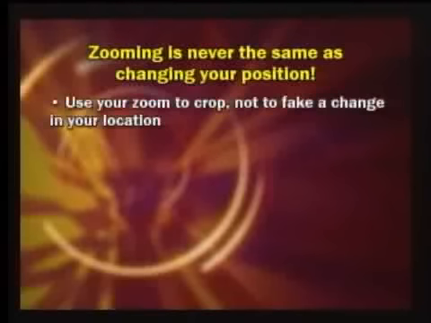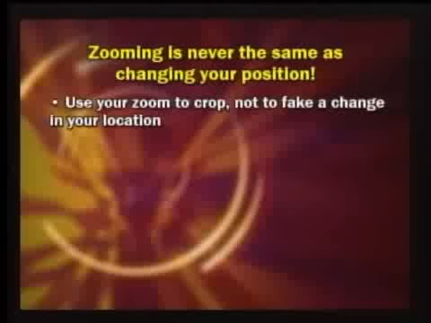The way that a professional photographer uses the zoom on a camera is to crop an image, to selectively include parts of an image and exclude parts of an image as well. He never uses a zoom to try and simulate a change in his position. Does that make any sense? Okay, and I'll show you some example pictures here in a minute.